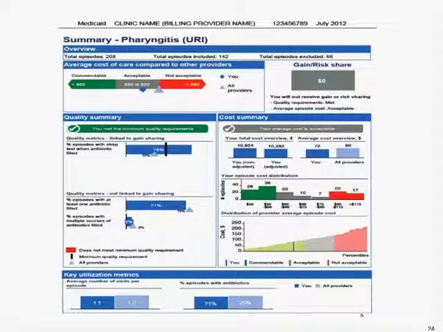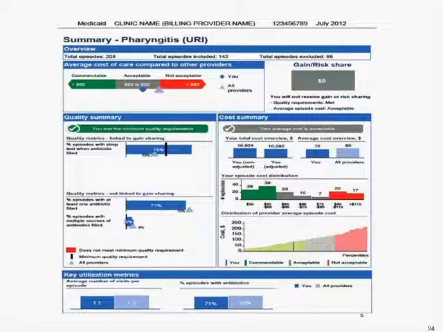This report is for pharyngitis. This summary report has a lot of information on it, so we're going to go over it section by section. The first section is the overview. This section shows you the total number of episodes. In this example, there were 208. The total number of episodes included in the report is 142, and the number of episodes excluded is 62.